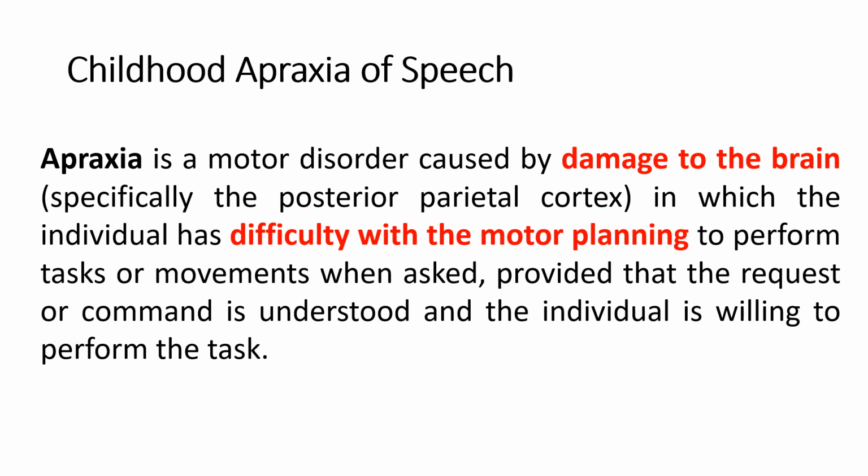There is another called childhood apraxia of speech that can be caused by damage to the brain, especially in the posterior parietal cortex, in which the child may find difficulty with motor planning. Whenever we speak, there is a lot of motor planning that happens in our Broca's area, and that helps us to speak. But in childhood apraxia of speech, there can be a problem in motor planning, and that can lead to poor speech, or you can say unclear speech. So a speech language pathologist diagnoses the condition, and then they start the treatment process.